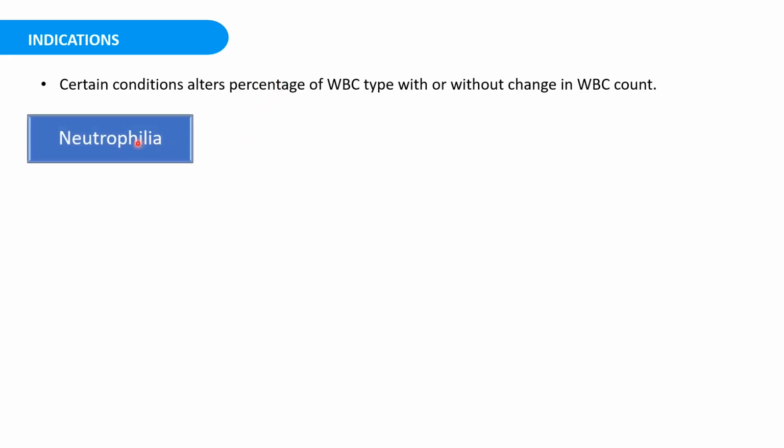Number one is neutrophilia. Now remember the word philia. Wherever the term philia is used, that means increase. So neutrophilia means increase in neutrophil count. So whenever the percentage of neutrophils is more compared to the lymphocytes and other WBCs, then it is known as neutrophilia.